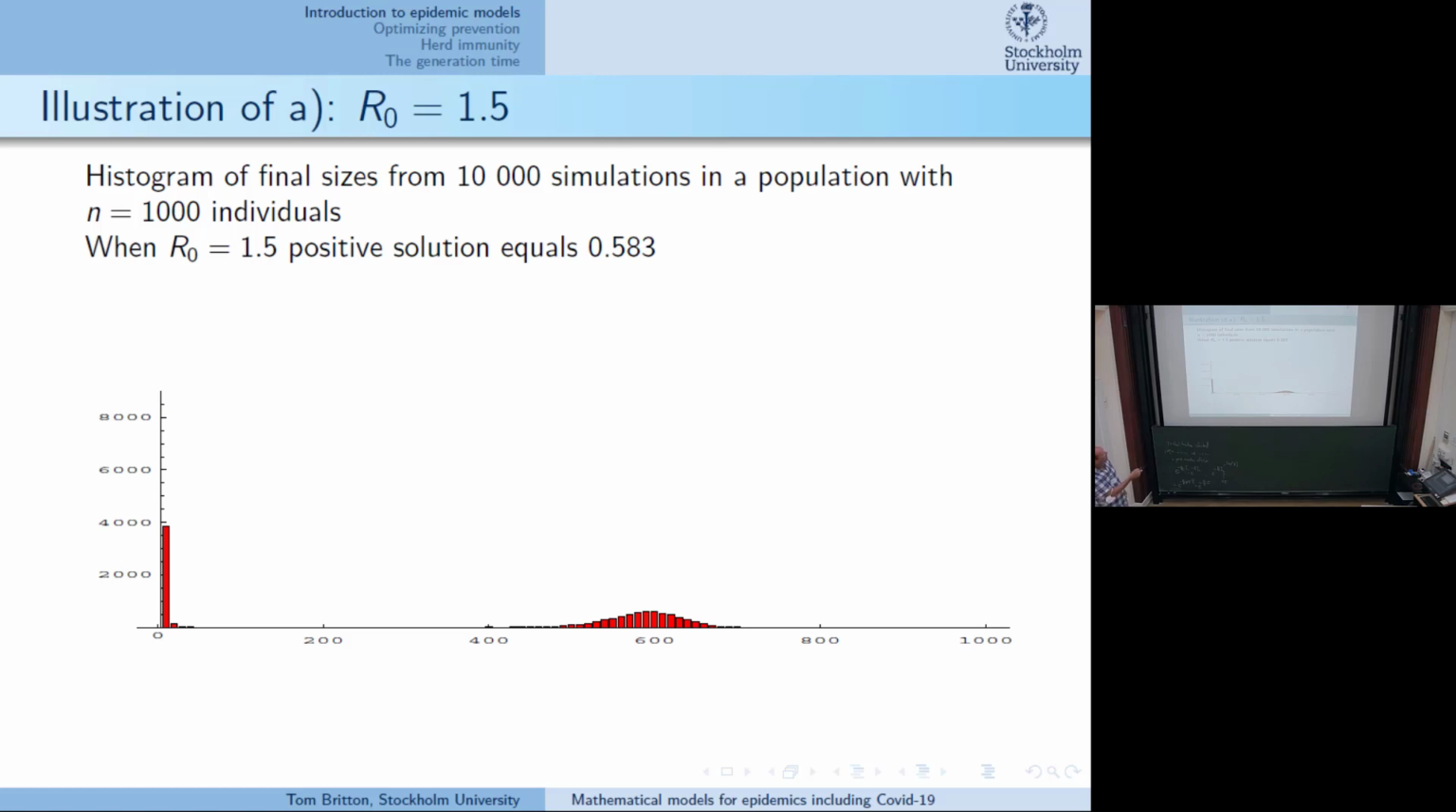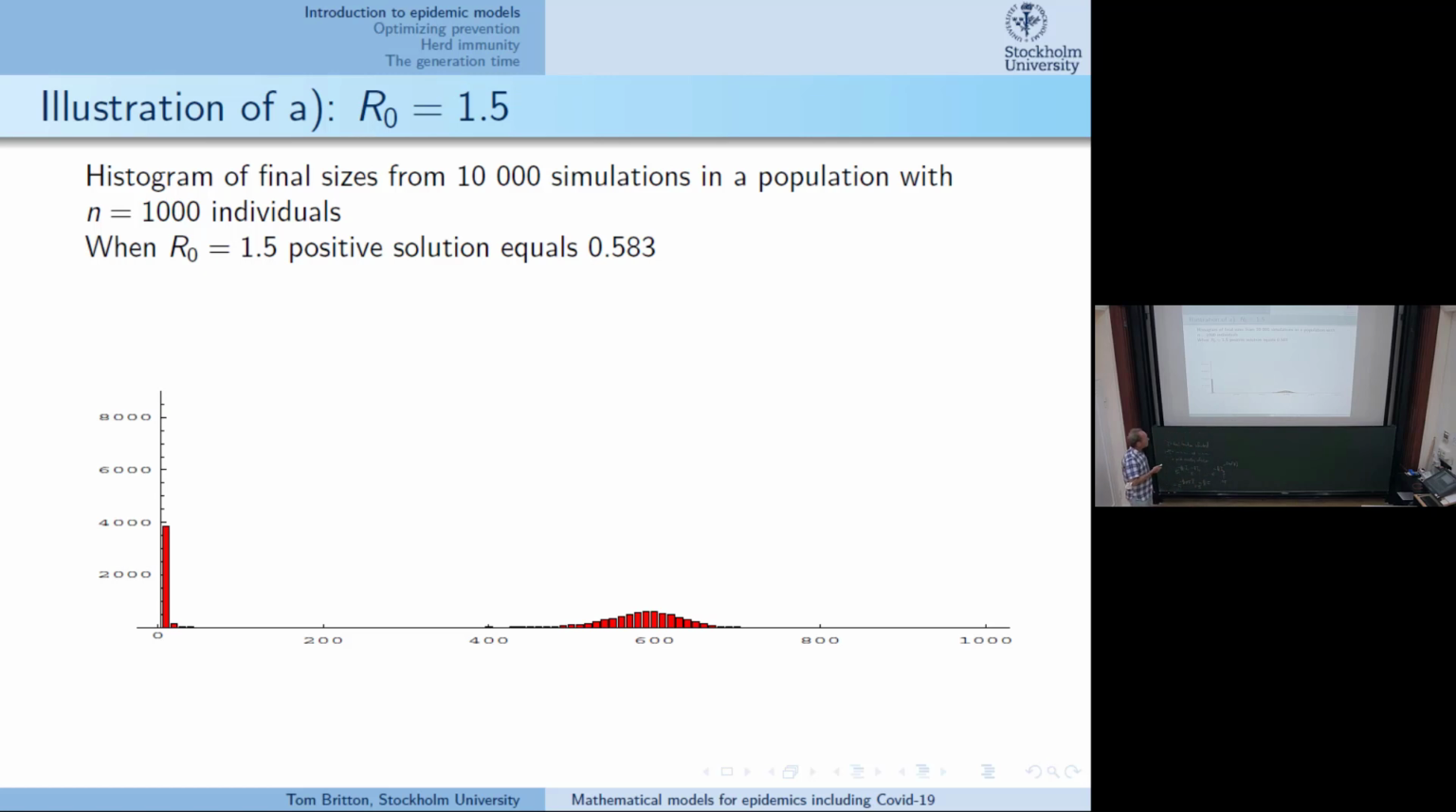And if instead I would have simulated the same number of simulations, but in a much larger population, so maybe 100,000, it should have said 100,000 here, and then you would have seen a much more peaky distribution here. So in the limit, you just get one spike here and another spike here.